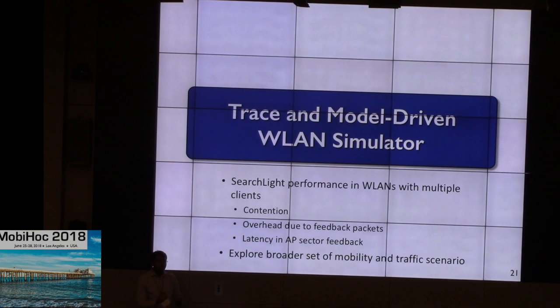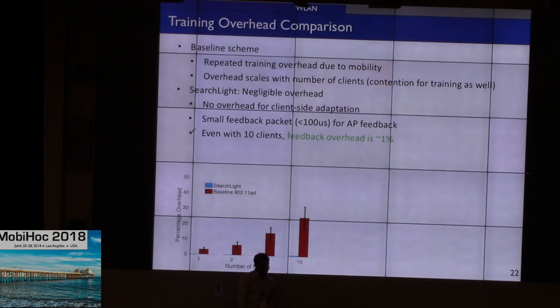So with this wireless LAN simulator, we have done more extensive experiments in terms of contention, overhead due to feedback packets, and the latency in the access point sector feedback. All these results are in our paper, but here I will only focus on the client translation experiment to show the performance of overhead comparison and the throughput.